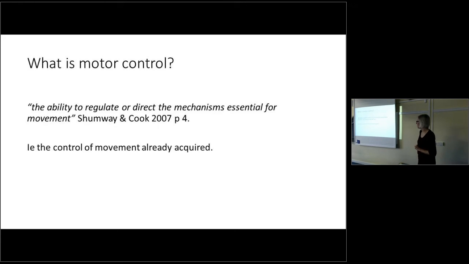So really, motor control is about our ability to organise our movements, to organise the sensory information that is coming in so that we have effective motor outputs. And it is central to our understanding of movement. So it's movement that's already acquired as well. So you've already got those movement skills. How do you actually organise those?